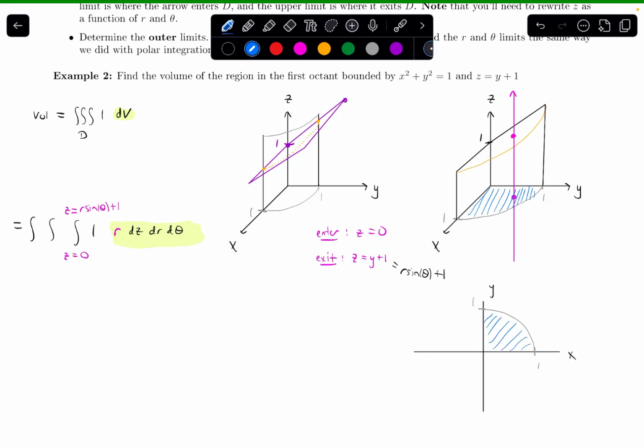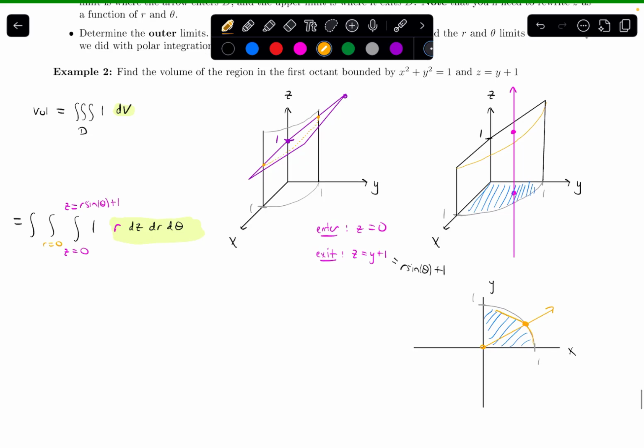And then to figure out those limits of integration, I draw an arrow radially outward. And then when does it enter the region? Well, it enters it right away, and that's when r is 0. So that's my lower limit. And then it exits the region on the circle. And the equation of the circle is r equals 1 because the radius is 1.